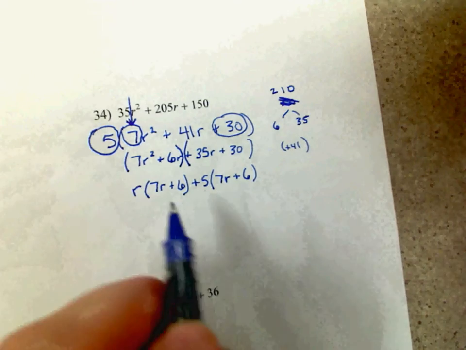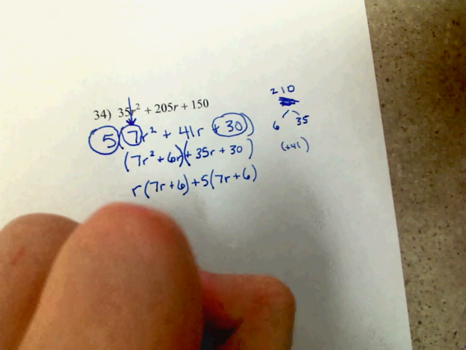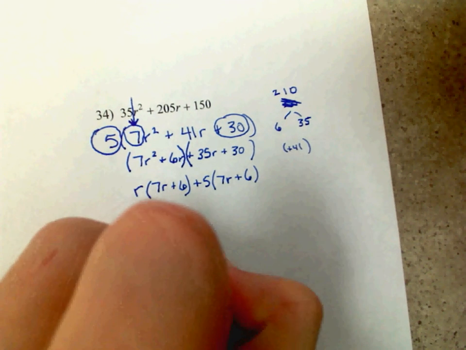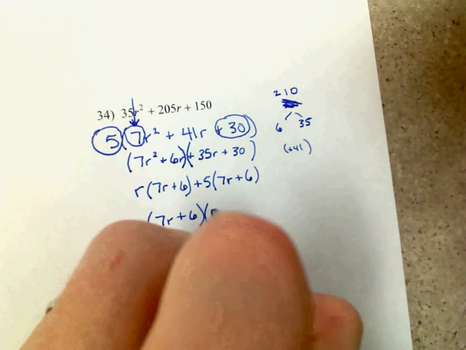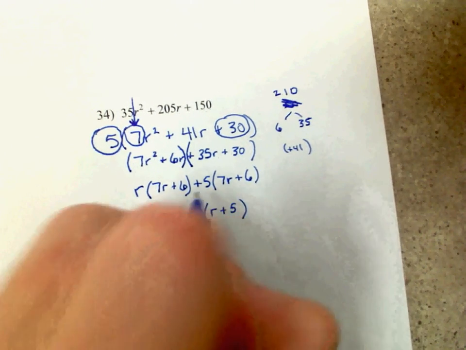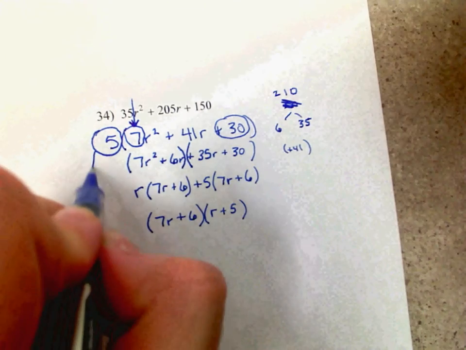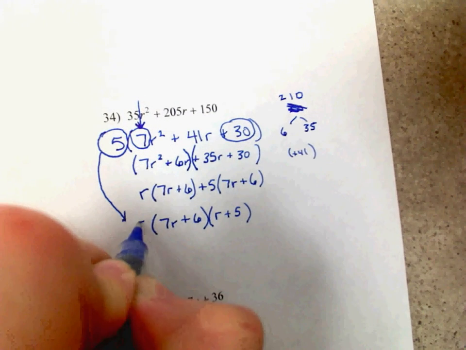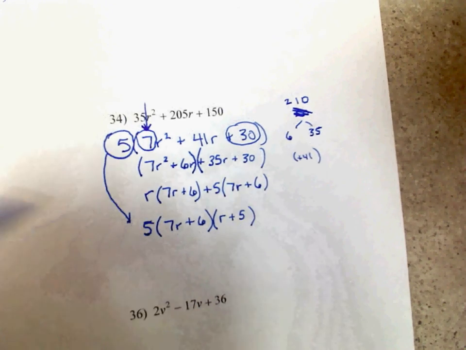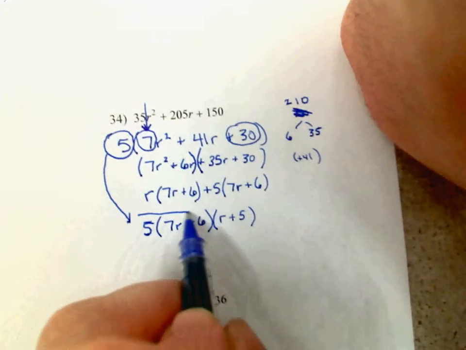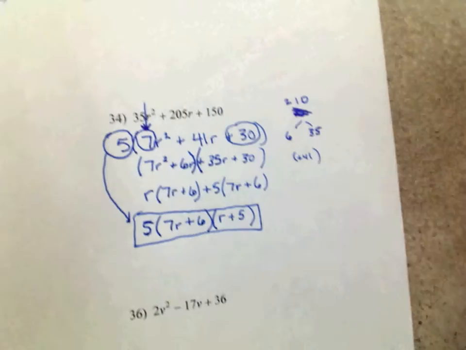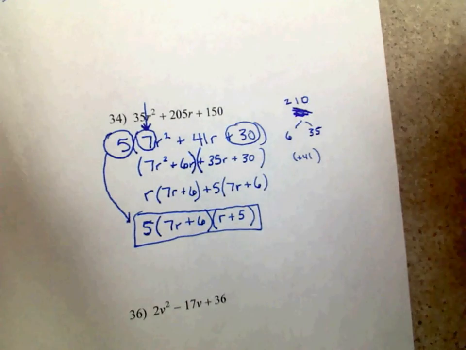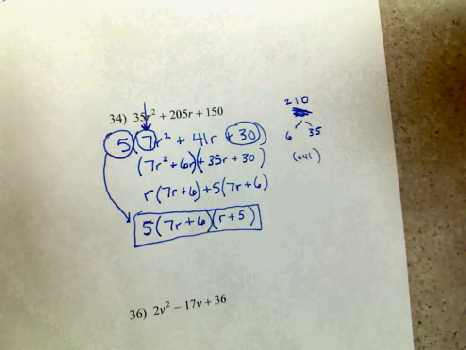So 7r plus 6 is an answer. R plus 5 is the other answer. And then don't forget that 5 that we circled so that we wouldn't lose it. And we add it here because we pulled that out at the beginning. A little bit longer. But when you have a number in front of r squared or x squared that doesn't go away, then you've got to do this longer method.